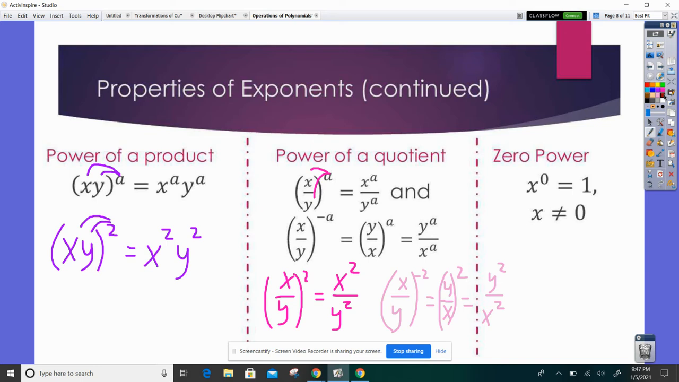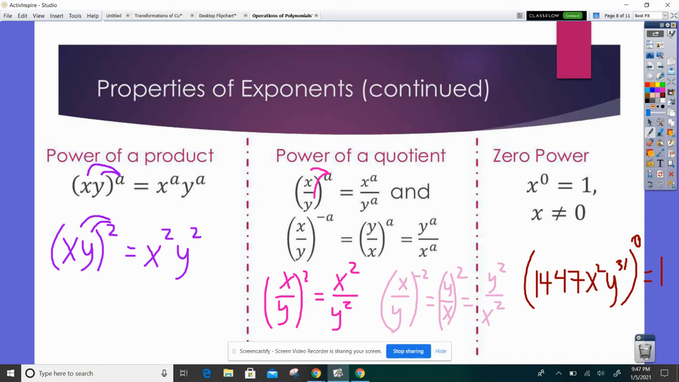Anything to the power of 0 is just 1. So no matter what it is, it's always going to equal 1. So even if I have something really ugly like 1,447 x squared y to the power of 31, if I take that to the power of 0, that's a 0, not a u, it's just going to equal 1. No matter what, anything to the power of 0 is just 1.